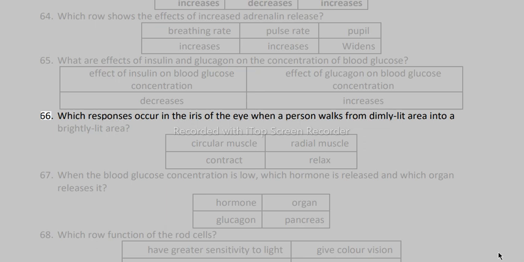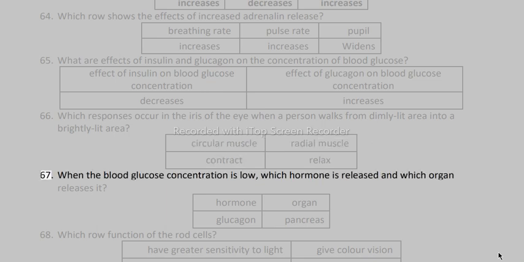66. Which responses occur in the iris of the eye when a person walks from a dimly lit area into a brightly lit area? Circular muscle contracts, radial muscle relaxes. 67. When the blood glucose concentration is low, which hormone is released and which organ releases it? Hormone: glucagon. Organ: pancreas.